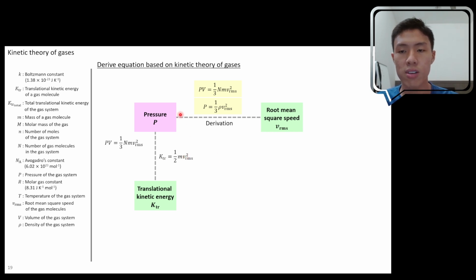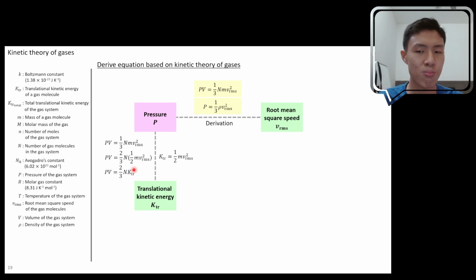Okay, so we have the equation PV equals 1 over 3 N m VRMS squared. We can see that there's a similarity between mv squared and mv squared over here. So we can manipulate the equation by changing it to half mv squared. Because we change it to a half mv squared, we have to times 2 over here. So this 2 and 2 will cancel back out, then you come back to this equation. It's just mathematical manipulation. But from here, you see that half mv squared is equal to KTR, so we can replace it with KTR. Now you've derived an equation that relates the pressure and the translational kinetic energy, KTR.